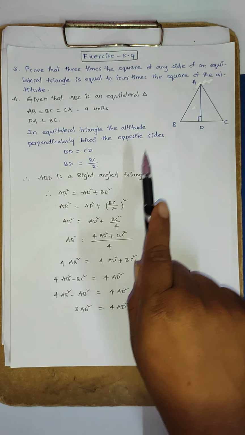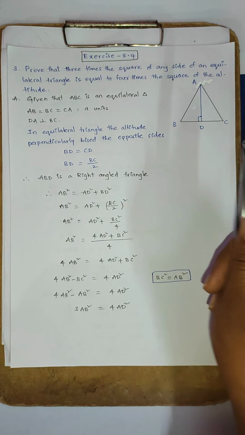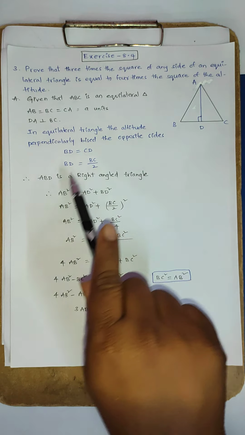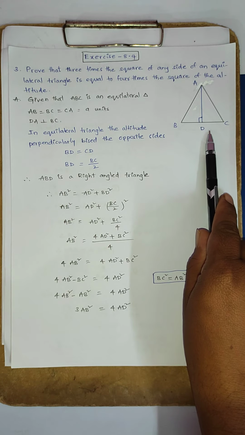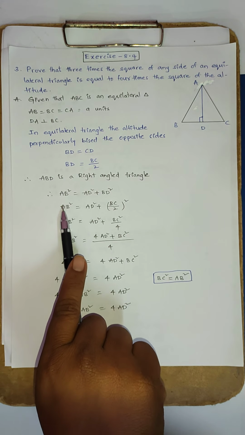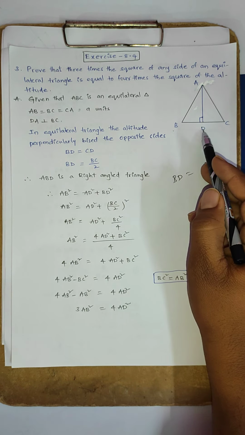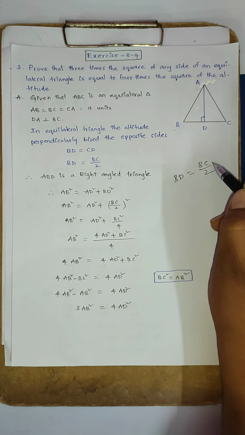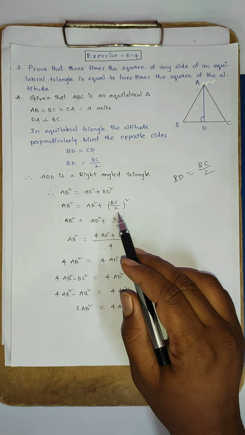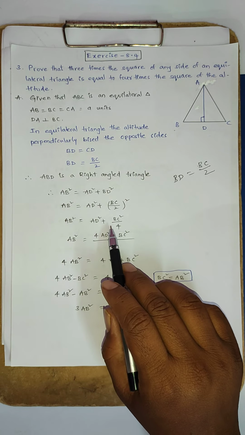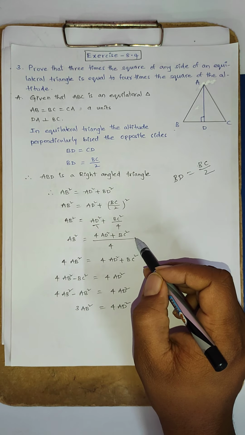ABD is a right angle triangle. ABD and ADC both are right angle triangles. So AB square, the hypotenuse square, is equal to AD square, the perpendicular side, plus BD square, the base side. Now BD is equal to half of BC, that is BC by 2. So BD square is BC square by 2 squared, which is BC square by 4. Do the LCM, there is 1. 1 times 4 is 4, 4 times 1 is 4, so 4 AD square plus BC square.